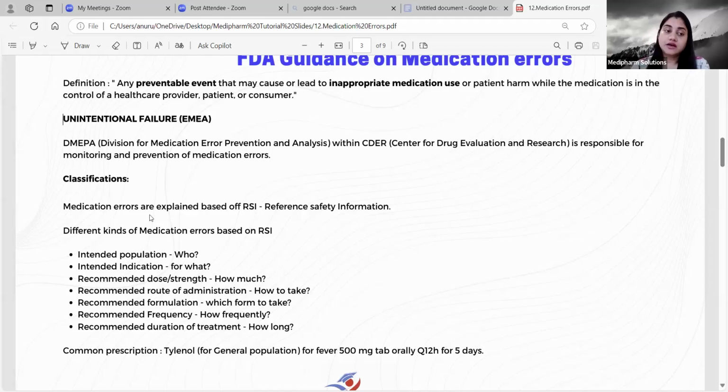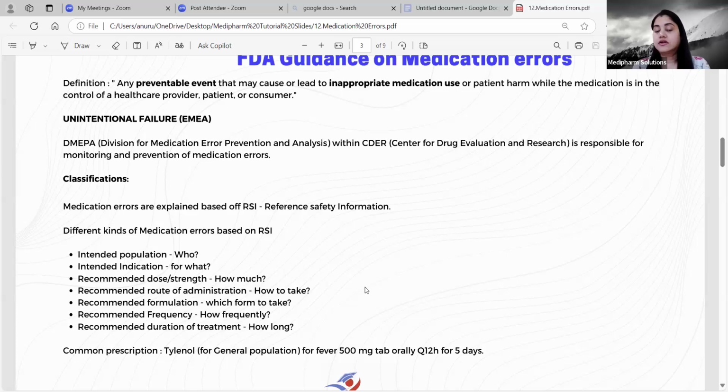Needed. So, the different kinds of medication errors are based on RSI, mostly on these subsets. What I just told you, because all this information is there in the labeling documents. And this common prescription is how it is mentioned in the labeling document. Like Tylenol is given for the general population for fever, 500 mg tablets orally per 12 hours for 5 days. So something like this, which is mentioned in the labeling document.